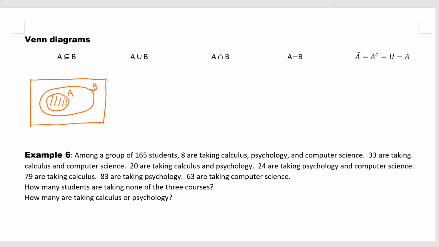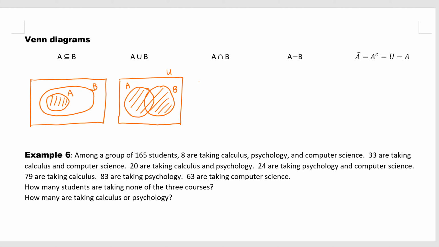How about A union B? Well, let's draw the rectangle. So the rectangle represents the universal set U. Okay, so A union B. So we have two sets. We usually use circles or ellipses to denote the sets. Usually, union means you consider any numbers in A or in B or both.